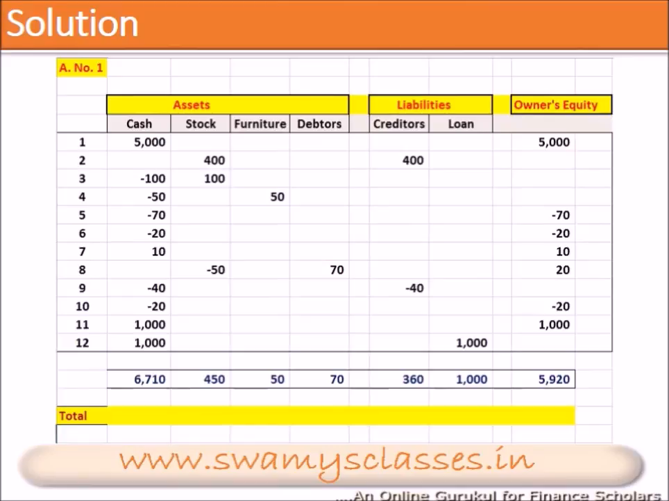Now just total each and every item here. You can start with cash, total it to 6,710, stock 450, furniture 50, debtors 70. Similarly, total your liabilities, creditors, loan, and your owner's equity 5,920. Once we have the individual total, now we can go for the grand total.